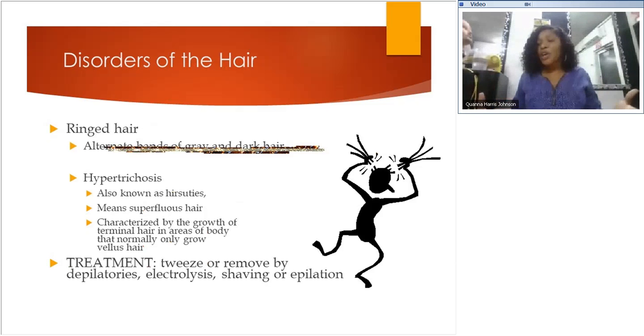For example, if you look on your body, you will notice some fine downy hair all over your body. Those hairs are called vellus hair. Now, what happens in hypertrichosis is that vellus hair turns into terminal hair. Terminal hairs are the long hairs that exist on your head, under your arms, and also in your pubic area. The treatment for this will be to tweeze, wax, use depilatories, for example Nair, Veet, or Sally Hansen, and electrolysis. You can shave it, and so forth.